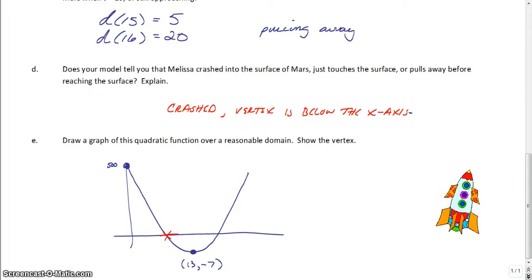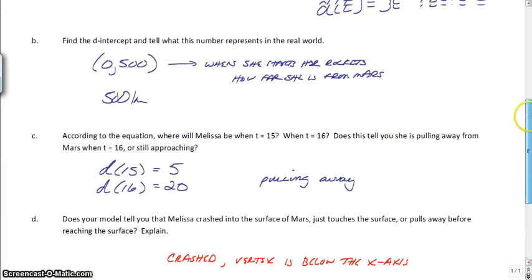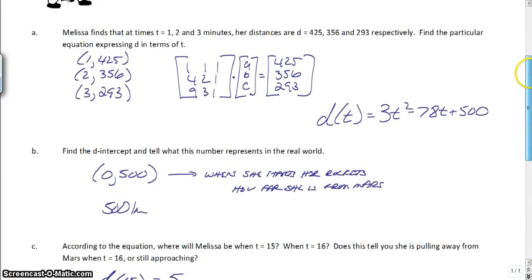She's superhuman. All right? Well, that's it. That's how you use your graphing calculator to answer a word problem. But the thing is you must get part A correct to get everything else correct. So use your graphing calculator.